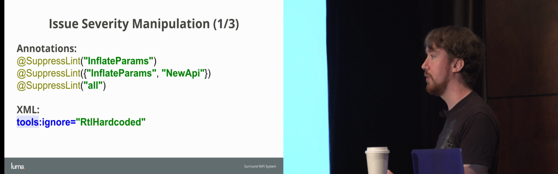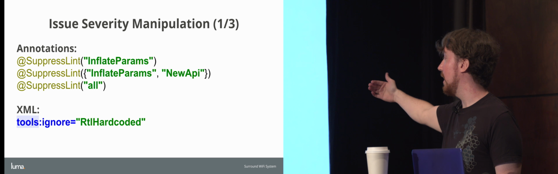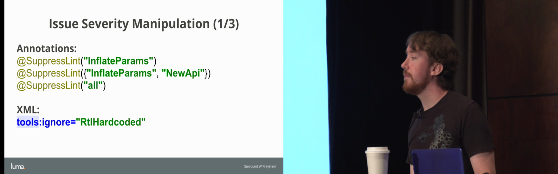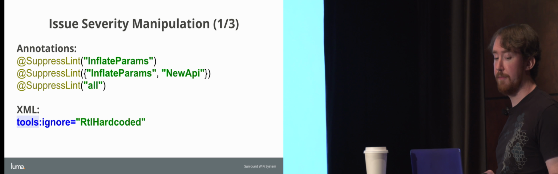You can see there's a few different ways. So we can either list a single lint ID, which is what we do with inflate params, or we can even list multiple with inflate params and new API. These are all the issue IDs for that lint check, which is why that ID is important. It's how we identify it.